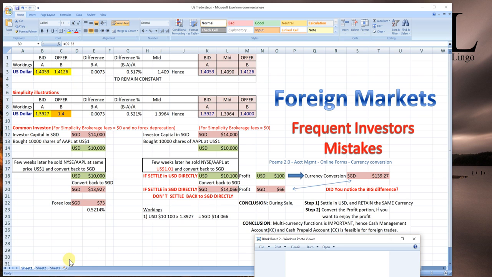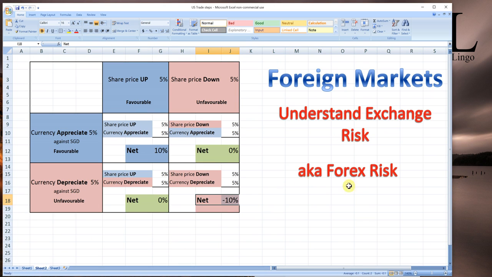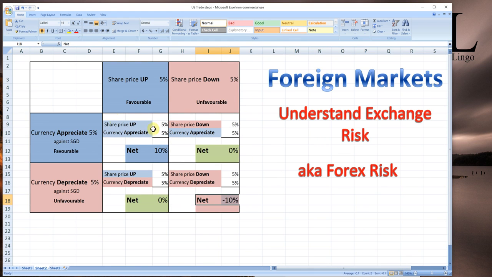So another thing I'm going to teach you guys here is currency exchange. Okay, this is a table that I'm going to show to you guys. When you invest in foreign shares, you need to identify the possible situations of the foreign currency exchange risk. So now assume this situation happens. There are two likelihoods on the share price movement: the share price can go up and the share price can go down. Okay, and currencies can appreciate or depreciate when you buy and sell later on.